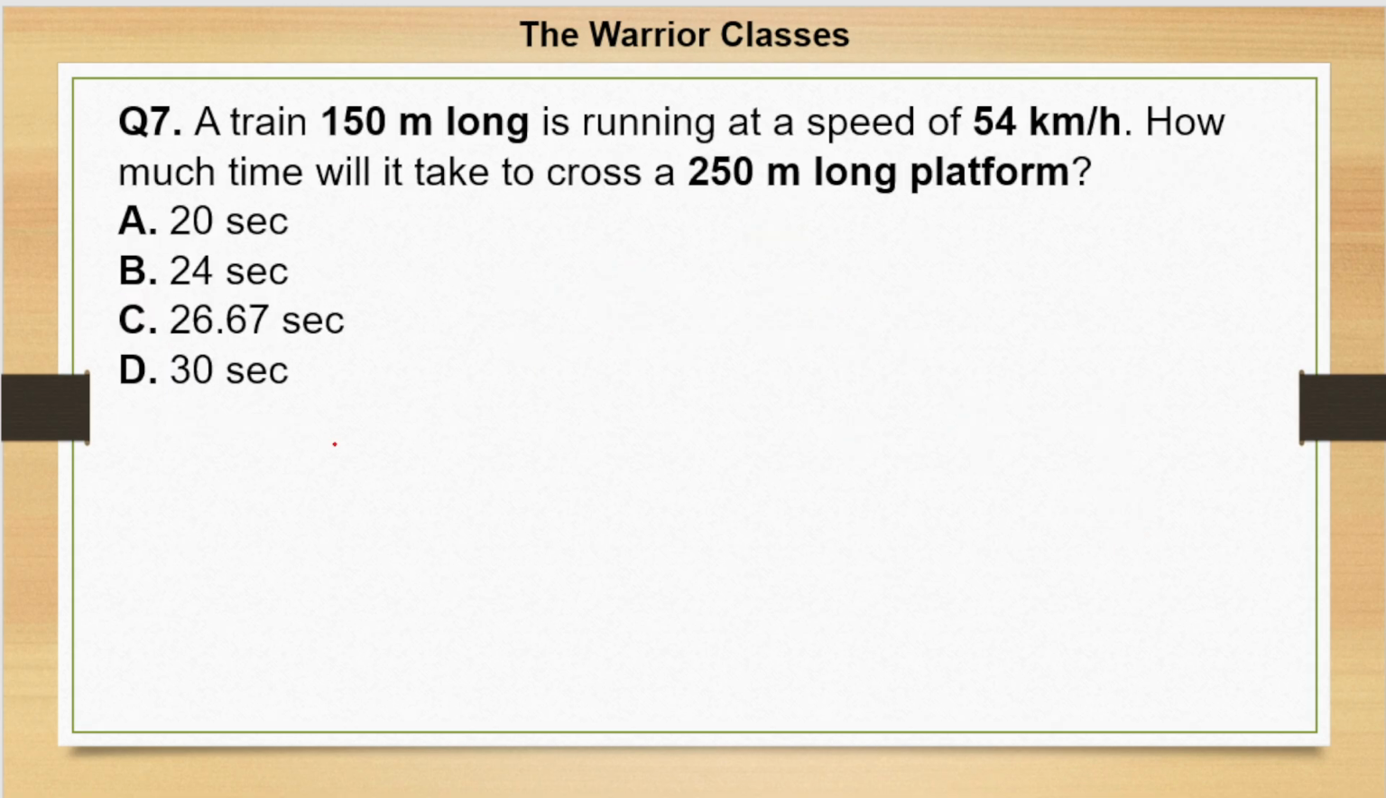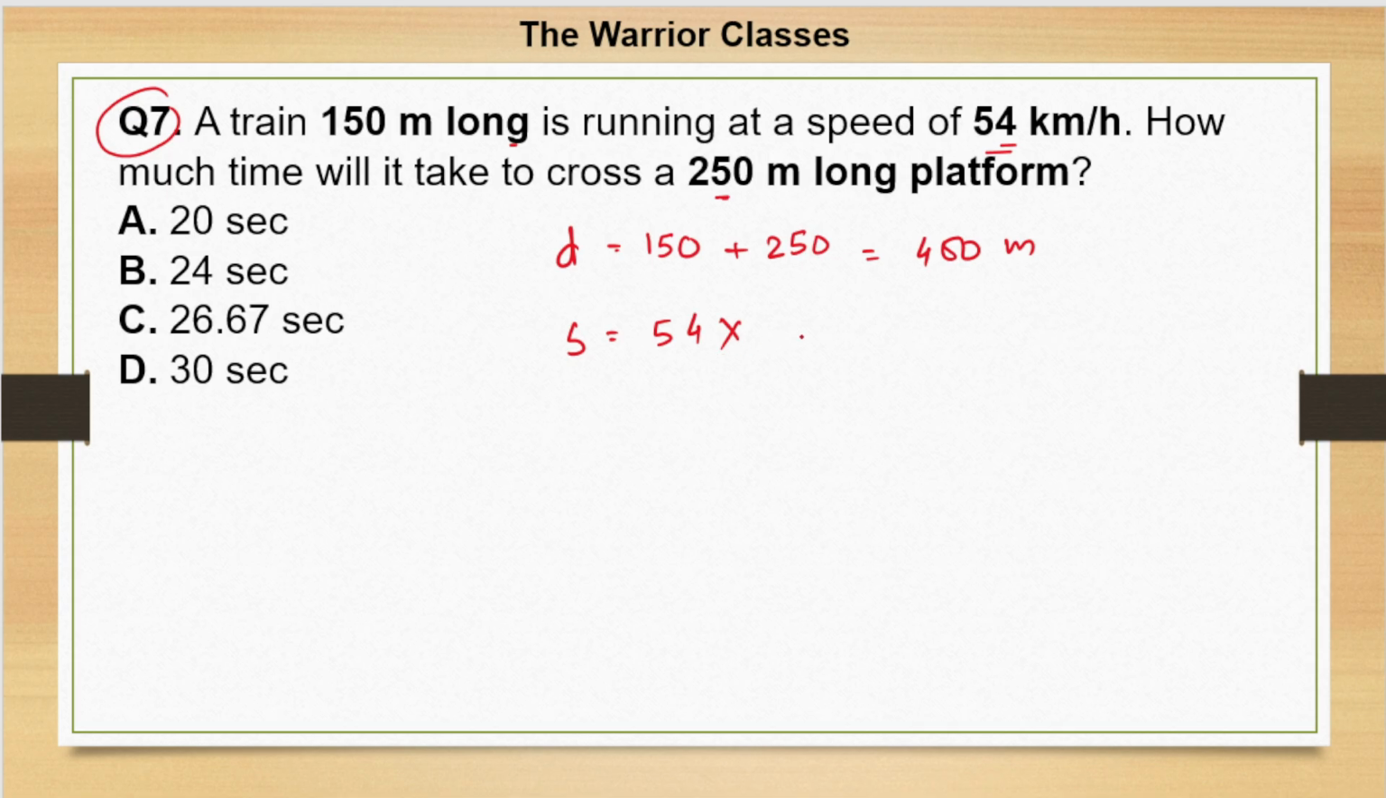Now moving to the next question, question number 7. A train 150 meters long is running at a speed of 54 km per hour. How much time will it take to cross a 250 meter long platform? So the total distance to be covered by the train will be 150, its own length, plus the platform length, 250. So the total distance will be 400 meters. And the speed given here is in kilometers per hour, 54 kilometers per hour.